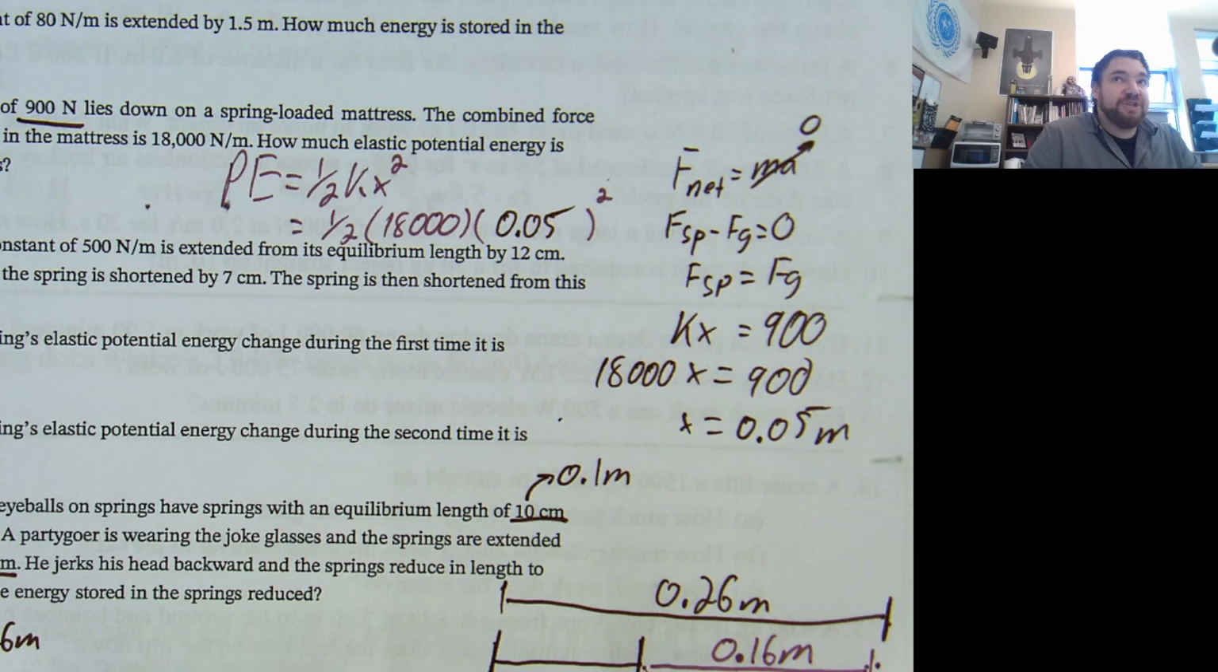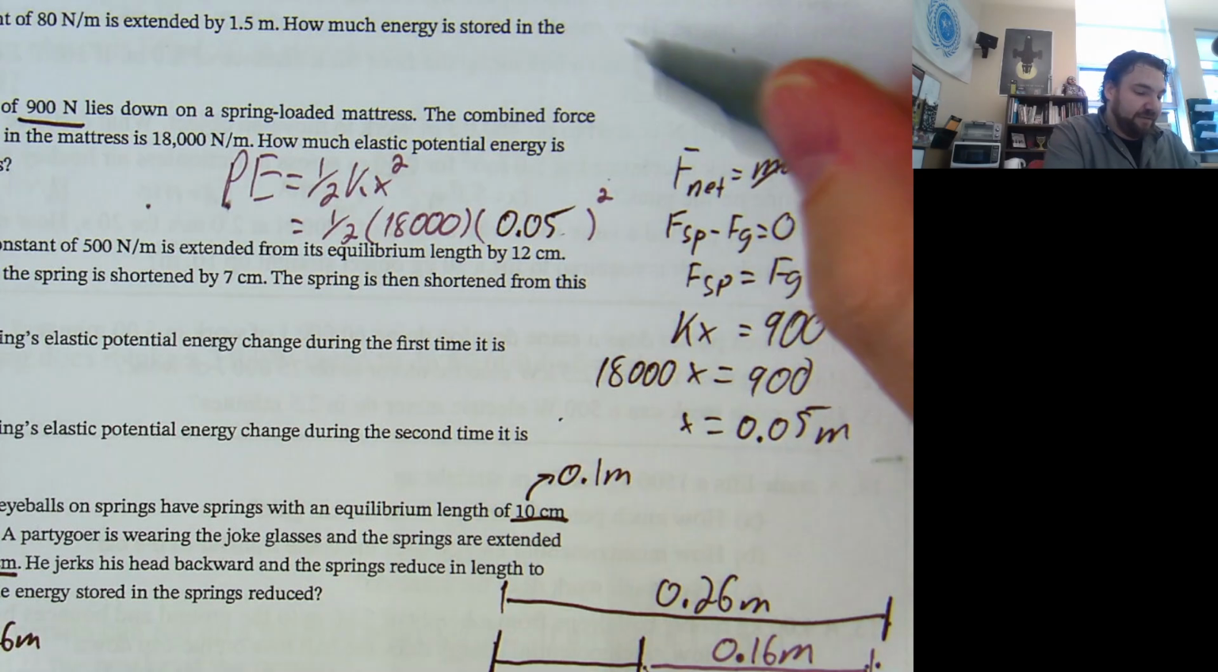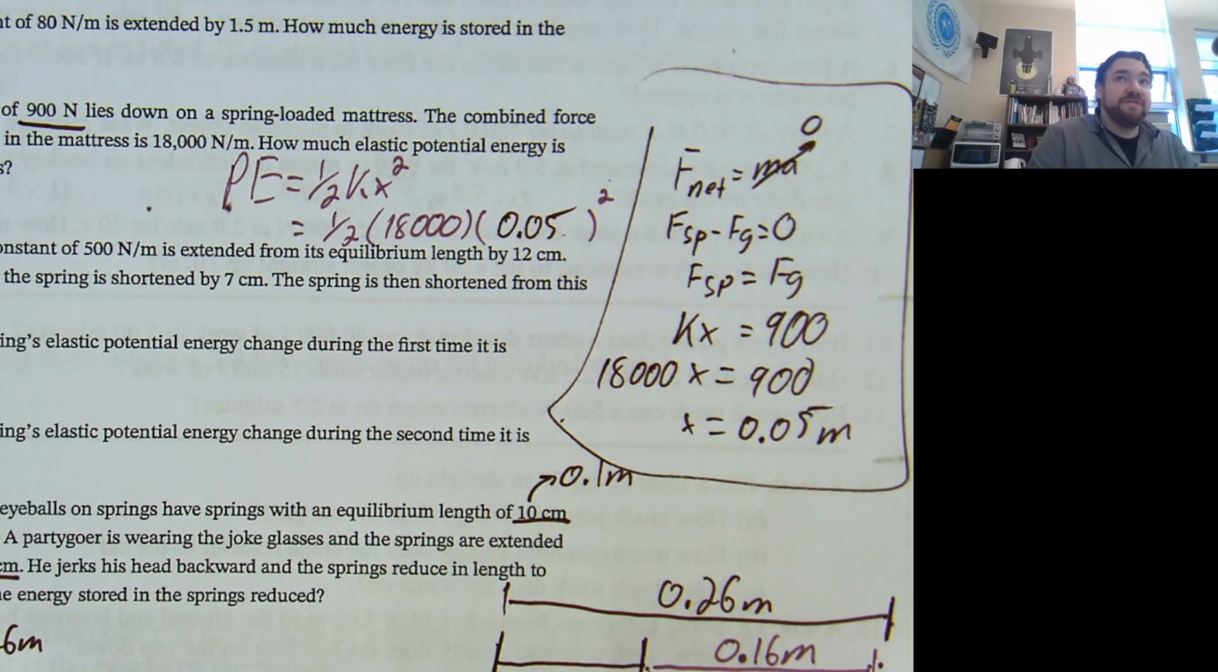Now that we know how much the springs have been compressed by, we can figure out that the amount of energy stored in the bed of the spring is just going to be these three things multiplied together, and you should get 22.5. Does that make sense? I was bringing back this from last chapter to find the extension.